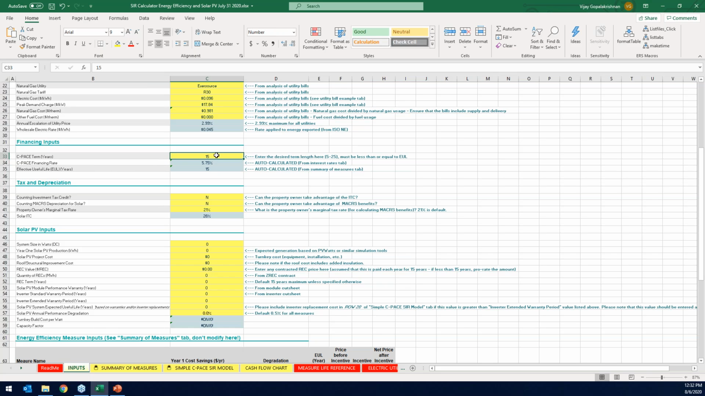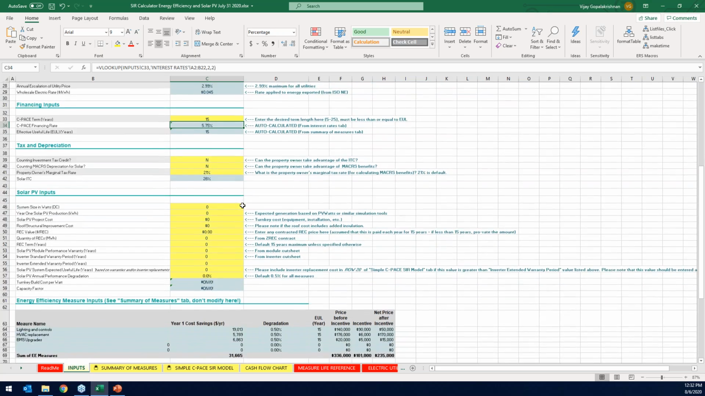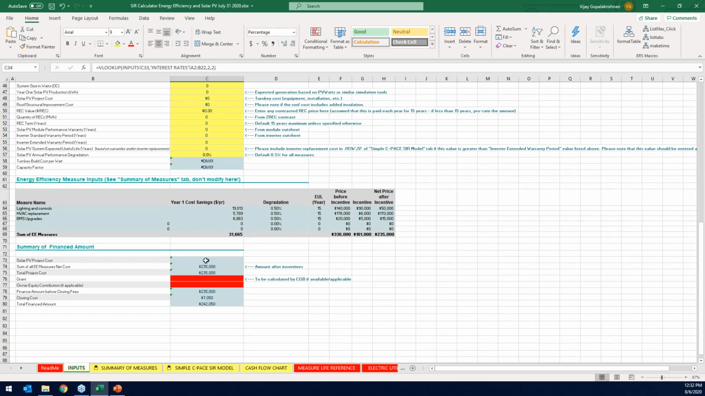But let's say you wanted a 20-year term and you only have a 15-year EUL. If you enter 20, it strikes through because it's greater than the 15 years. That's the maximum allowable. So that's where the purple cell comes into question. But if you do go with 10 years, that's allowable, and the interest rate changes accordingly. So for now, we're going to go with the 15-year term, which is the maximum allowable term, and move down to the project financed amount summary.